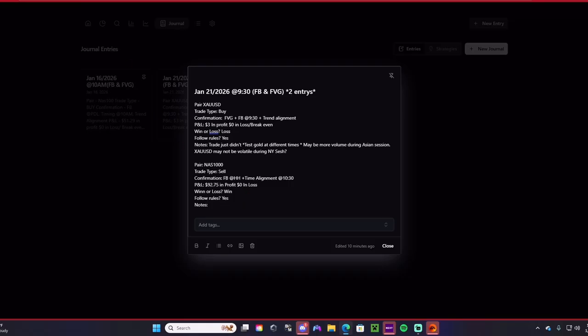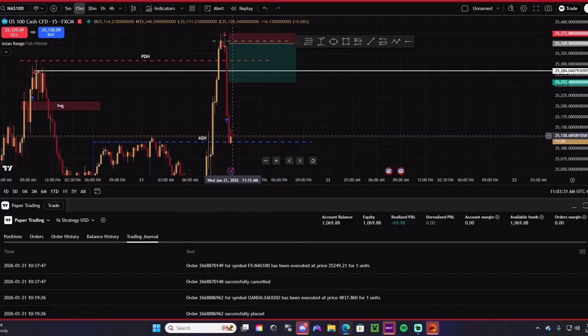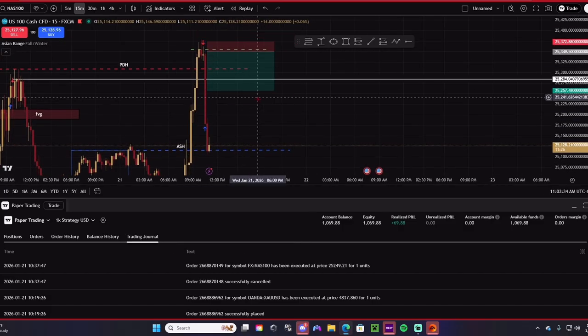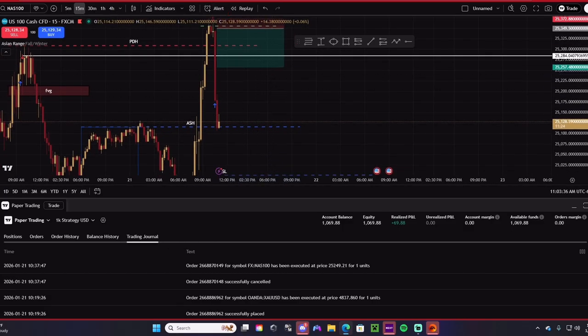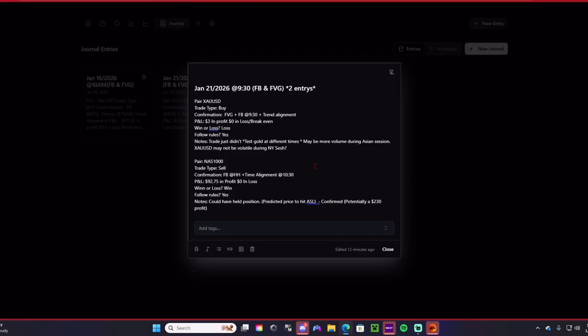Do I have any notes? Could have stayed in my position longer, but that's really it. And I did predict that price was gonna push to the Asian session low, which it did. And look at that, it's a false break. That could be some money right there too, but let's not speak too soon. I'm done though. And that's all it consists of, y'all. Two entries. Made that known.